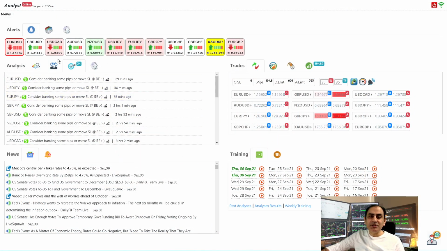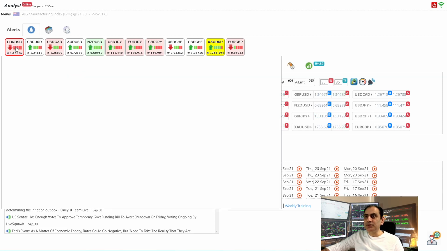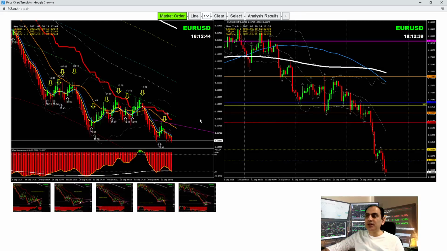Let's dig into the three major currency pairs: Euro USD, Pound Dollar, and Dollar CAD. If you look at the Euro USD 4 hour, we haven't seen any big volatility in the Euro USD, but the rest of the pairs had amazing volatility.